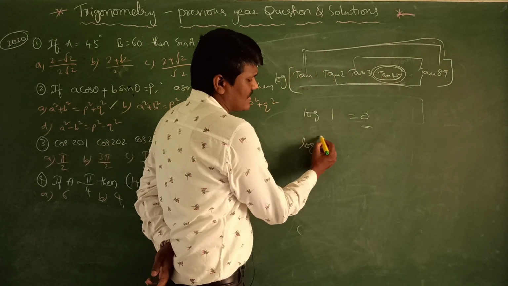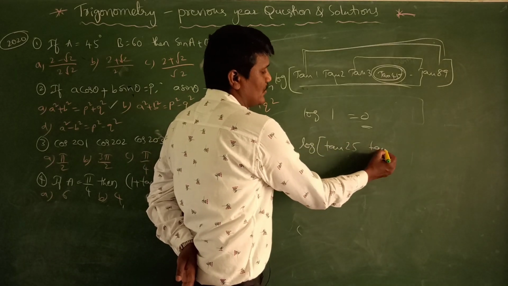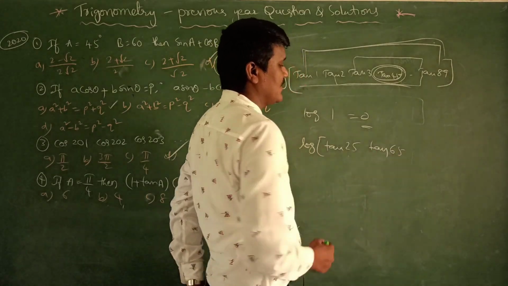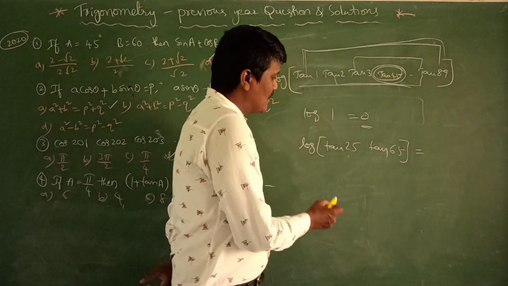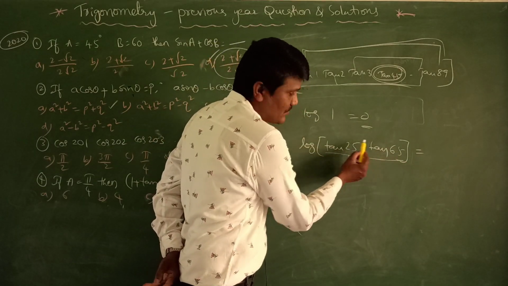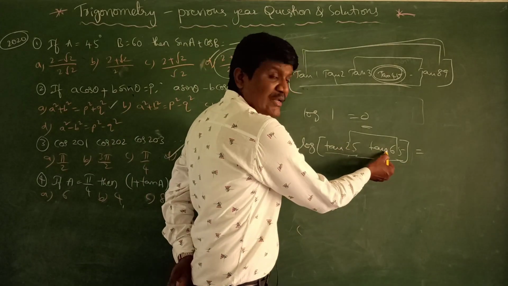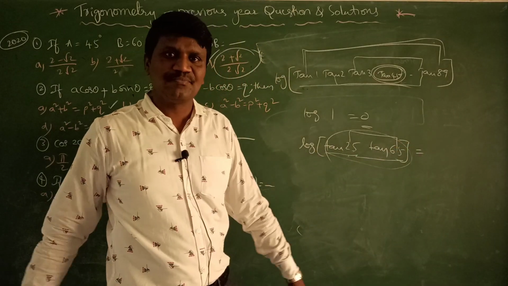Suppose the question is like this: log of tan 25 into tan 65, 70, 80, 90. Right? Tan 25 into tan 65 value is how much? We know that for tan 25 into tan 65, 25 and 65 add up to 90. So theta into 90 minus theta is there, then this value will be 1. So log 1 value is 0.